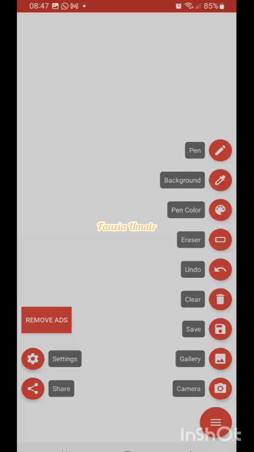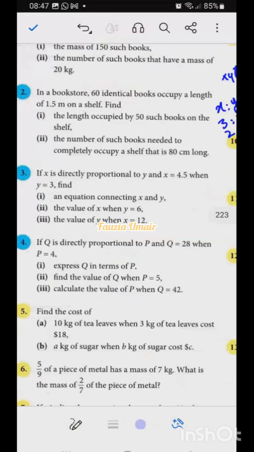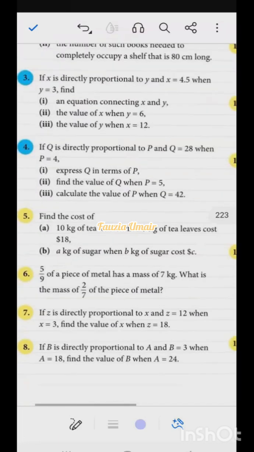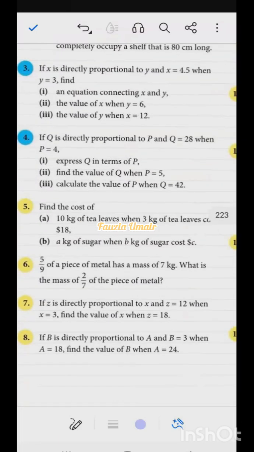So do you want to solve question number 4 as well? Or we should go to the yellow dot questions? What do you say? Do you want to do question number 4? Or we should do maybe question number 7 or 8? What do you suggest?